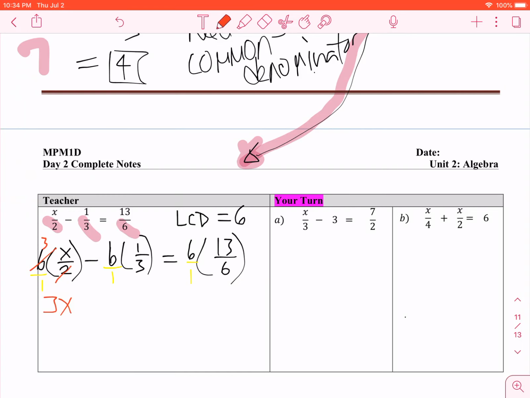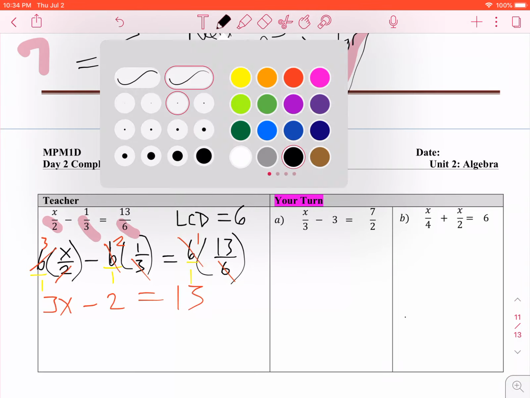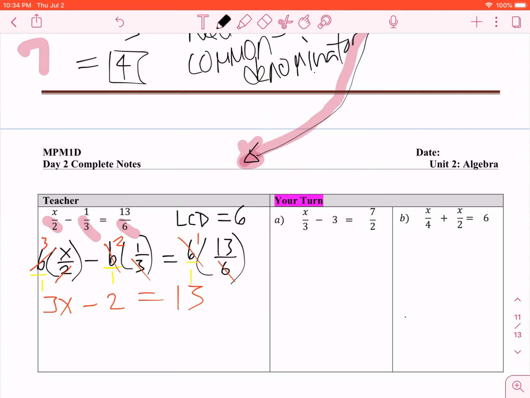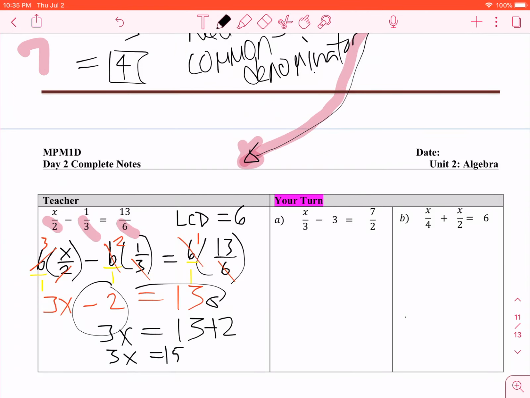Okay, we'll do the same thing here. 6 divided by 3 is 2. 2 times 1 is just 2. 6 over 6 cancels, so that's just 1. 1 times 13 is 13. So now I have no denominator. It's straightforward. I'm just going to solve for x. Now the whole purpose of multiplying by your LCD is to eliminate that denominator. So x should be equal to 5.